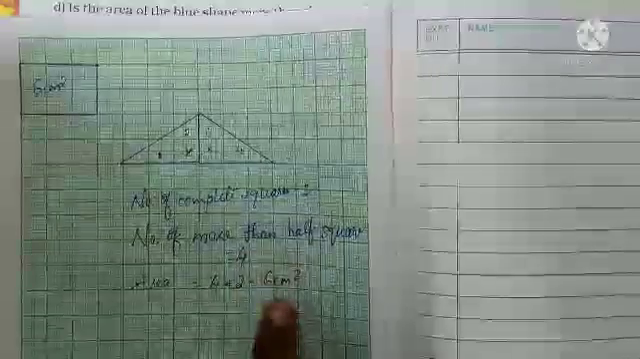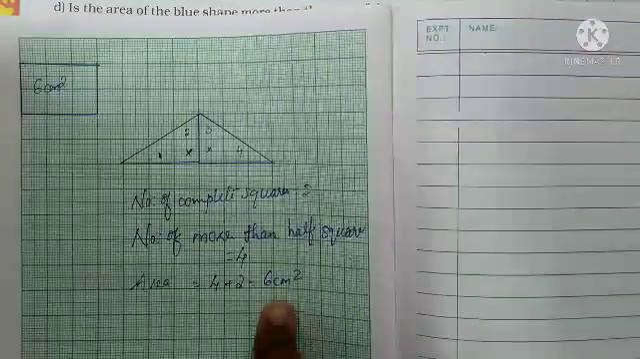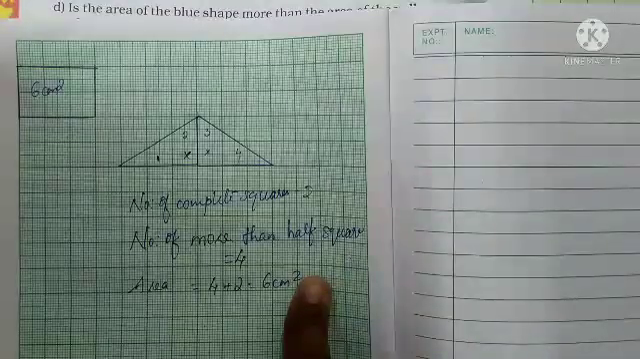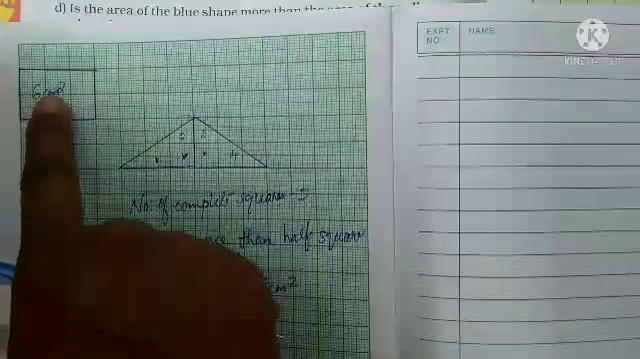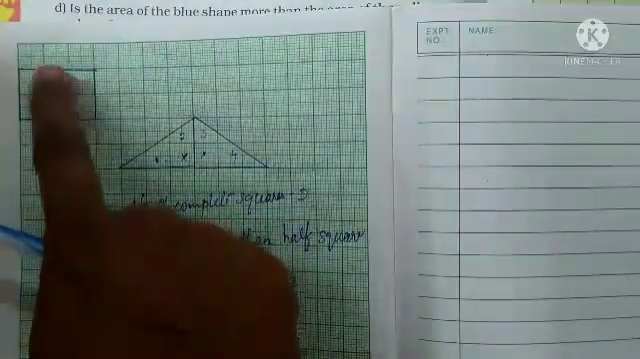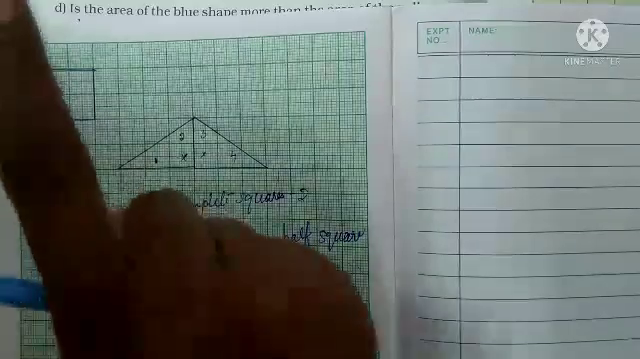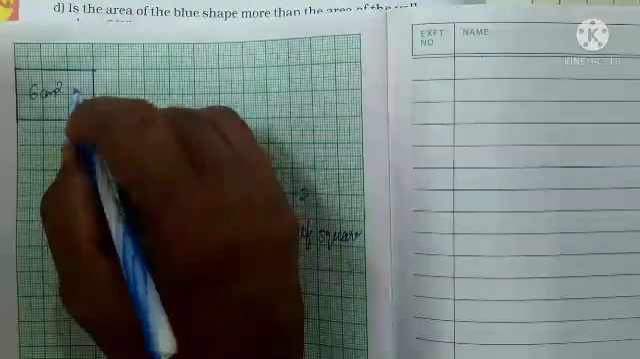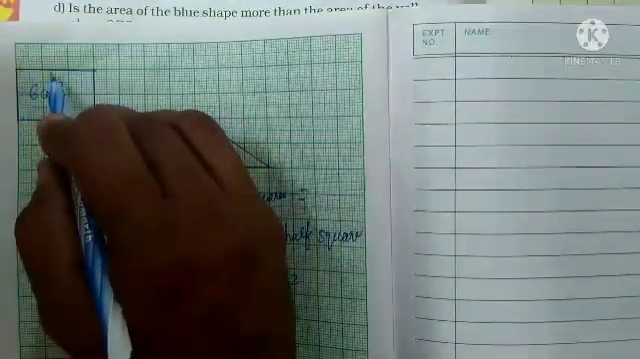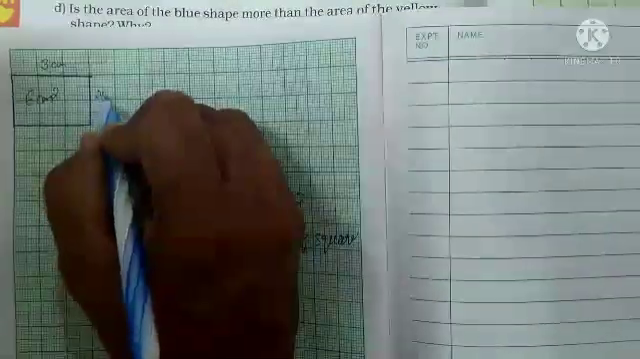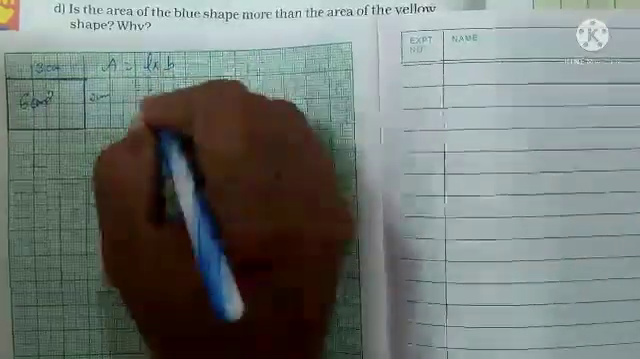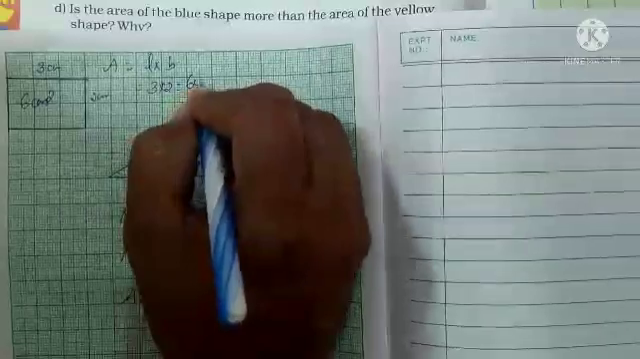But it is not correct because these are the assumption values. It is a perfect value. There is no change because all the columns are complete unit squares. So it is right because it's a rectangle. You have to know from the previous year that the area of a rectangle is equal to length into breadth. Here length is equal to 3 centimeter and breadth is equal to 2 centimeter. So area is equal to length into breadth, 3 into 2, that is 6 centimeter square.